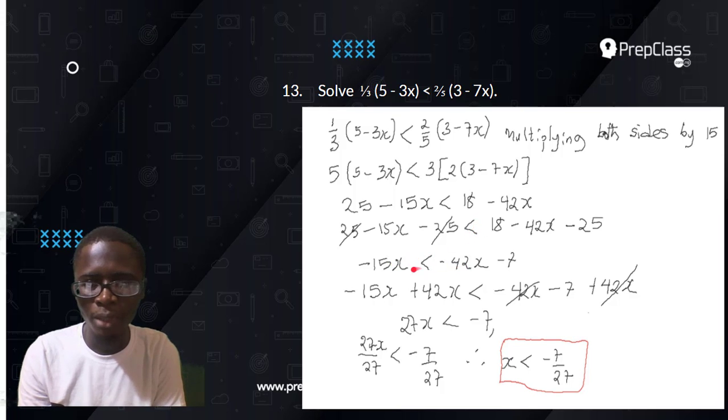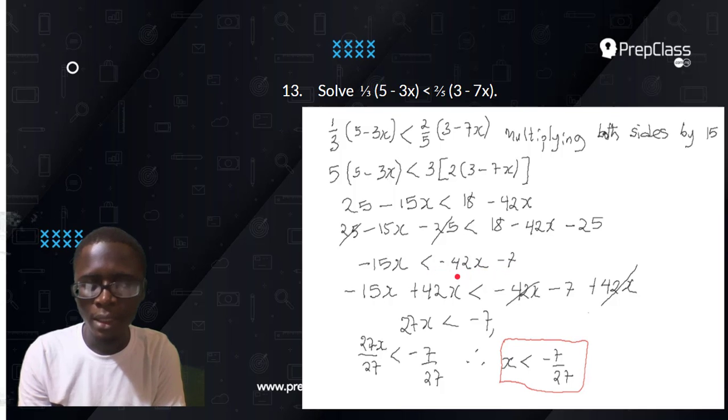So we will be left with this because we'll just be left with minus 15x on the lesser side of the inequality. And on the greater side, we'll have this expression, which simply means 18 minus 25, and that's going to give us minus 7. So minus 42x minus 7.